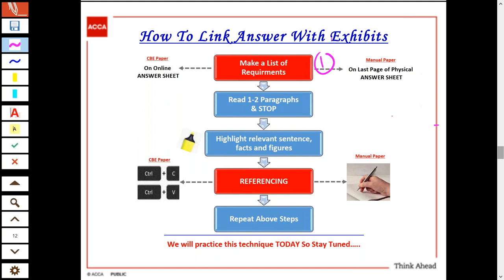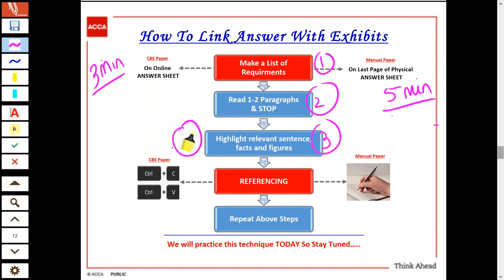That's the first step. CBE students, it will take you approximately 3 minutes to copy paste, and manual students, it will approximately take you 5 to 6 minutes to make a manual list on the last page. Okay, once you have made a list, then you will start reading. The second step is start reading. So you read one paragraph and you stop, then you will highlight the important facts and figures, or you will highlight the most important key message coming out from that paragraph.